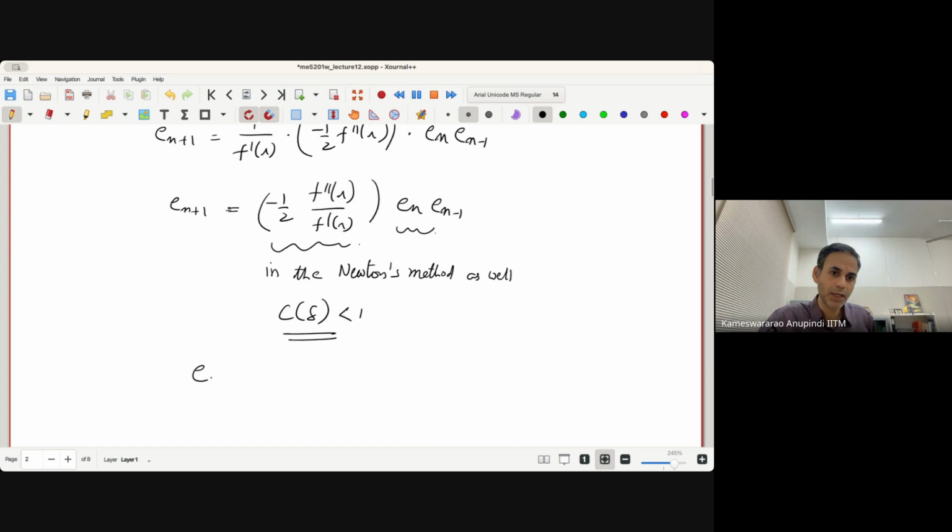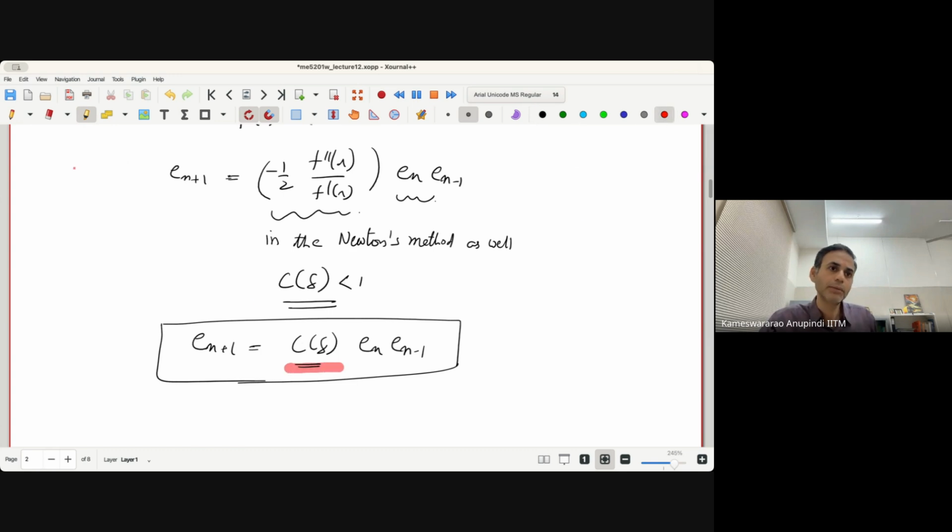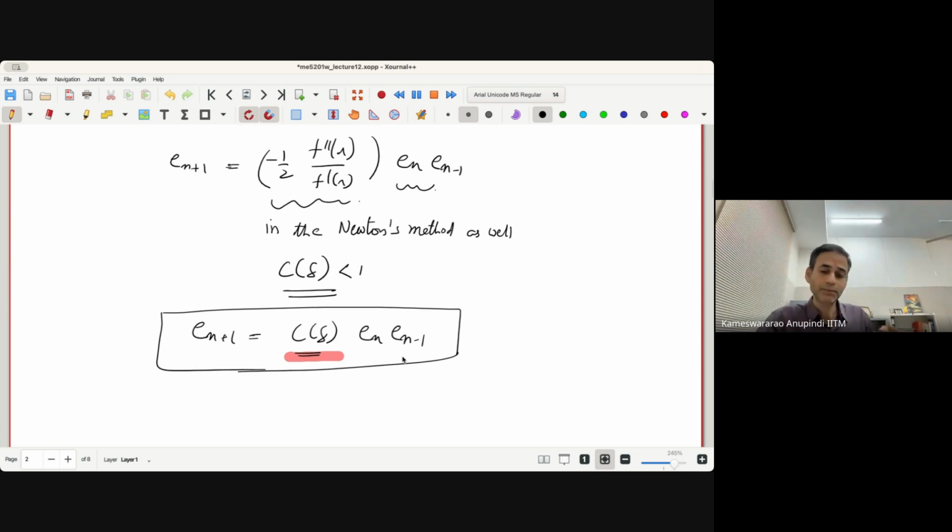That means we can say that e_{n+1} equals some constant in the vicinity of the root times e_n times e_{n-1}, which is basically less than 1 quantity being multiplied here, okay? Now again, after all this algebra, what we got is this factor which is multiplying, that is simply something less than 1. That means the error is not going to grow because of this factor. Rather, it is going to be controlled by the error of the previous iteration and the error of the current iteration, right? That's all it is.